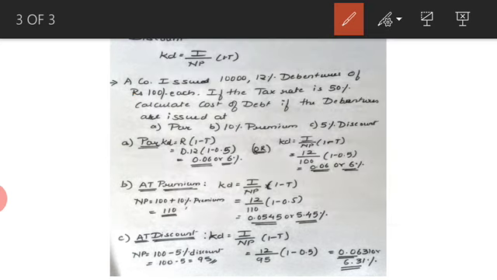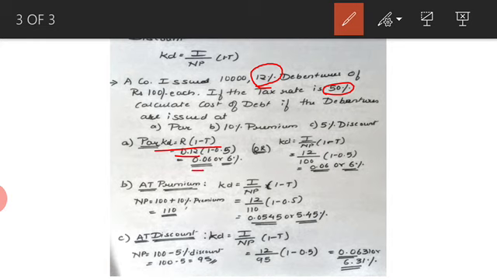So let's go ahead with par. We have already studied how to calculate the cost of debt at par. It is KD is equal to R into 1 minus T. So R is 12%, which is already given over here. So 12% is nothing but 0.12 into 1 minus 0.5, because tax rate is 50%.